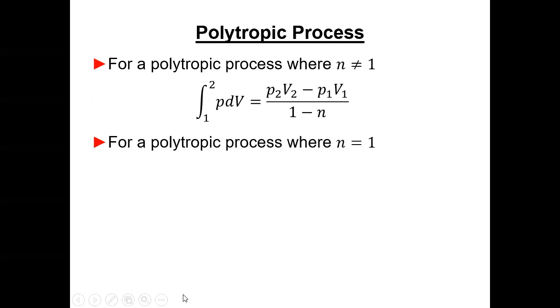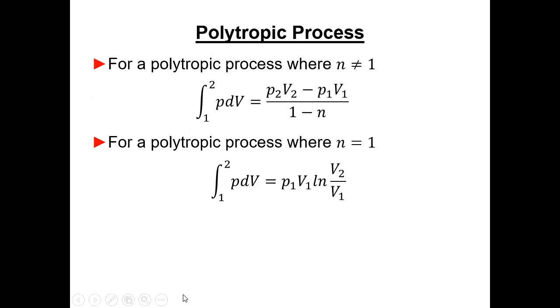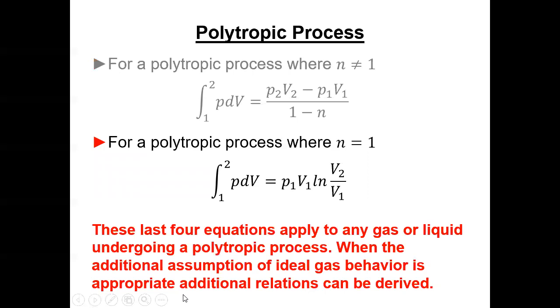When n does equal 1, this integrates into P1 V1, or that could be P2 V2, since they're going to be constant, times the natural log of the final volume over the initial volume. So these last 4 equations apply to any gas or liquid undergoing a polytropic process. When the additional assumption of ideal gas behavior is appropriate, additional relations can be derived.